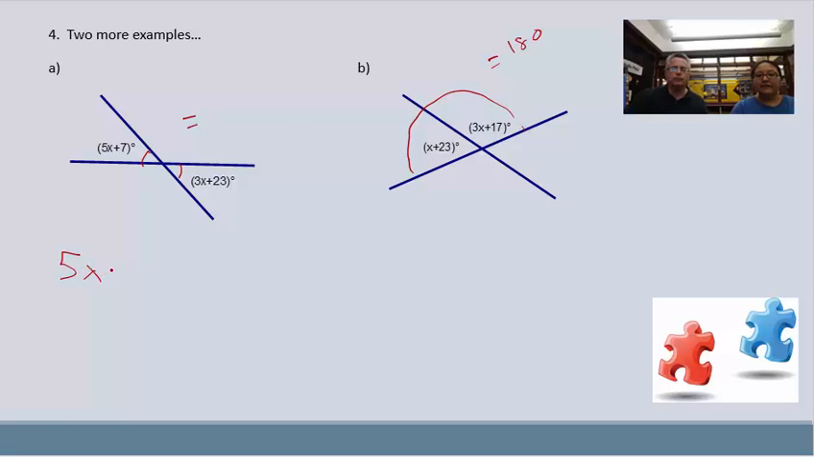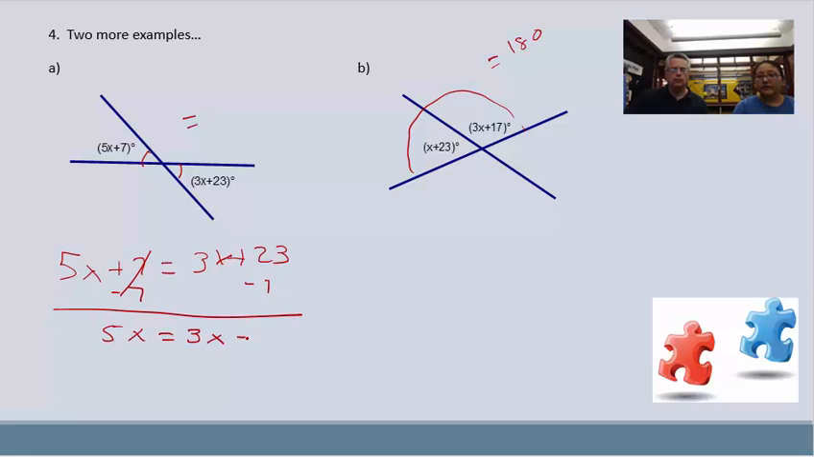So we have 5x plus 7 equals 3x plus 23. In order to solve it, we subtract 7 from both sides. Bring down 5x, 3x, and that would be minus, sorry, so it'd be plus 16. Now we bring 3x to the other side. We have 2x equals 16, so x would be 8. So those were equal.